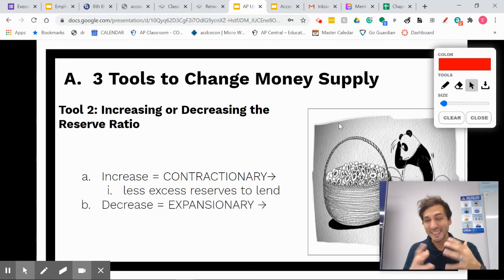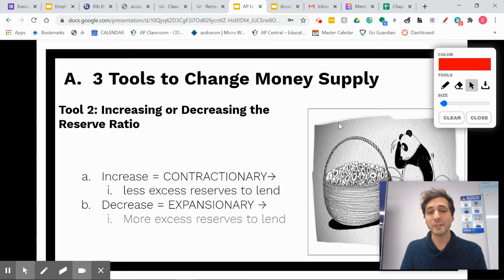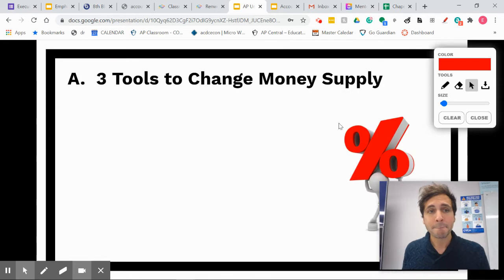And vice versa. If they decrease the reserve ratio, then there's going to be more excess reserves. Banks have more loanable funds. Banks are more likely to lend those and increase the supply of money. So a decrease in the reserve ratio increases excess reserves, decreases required reserves, and gives us more money to lend, has an expansionary effect, and increases the supply of money. In other words, there's an inverse relationship between the reserve ratio and the supply of money.